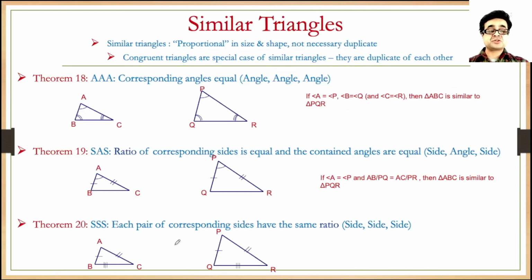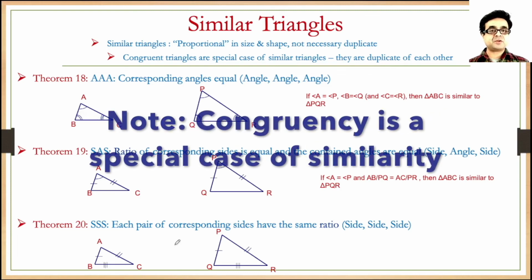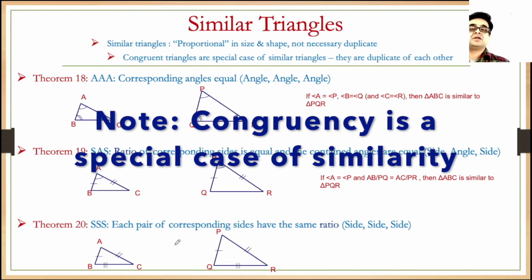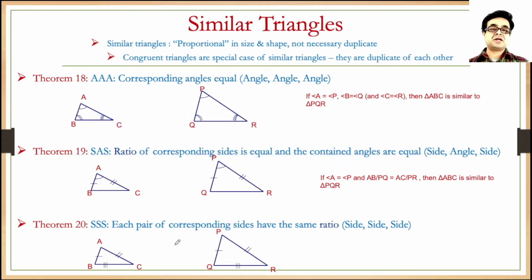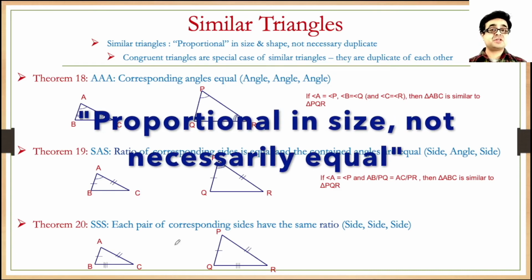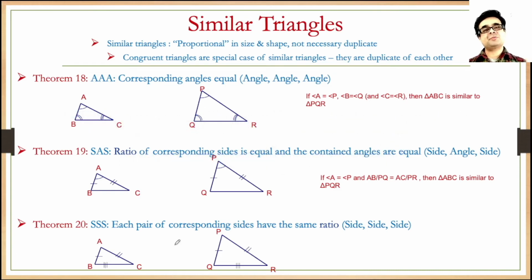Next is, of course, similar triangles. They are proportional in size, so they're not necessarily duplicate of each other, which means the congruency conditions may not apply, but similarity conditions may apply, right? And just like congruency conditions, there are similarity conditions, and some of the similarity conditions are the same as congruency conditions, but instead of equality, we talk about ratios. Congruent triangles are a very special case of similar triangles where the ratios are actually equal to 1. So in short, similar triangles look alike. They are proportional in size and shape. So they have similar shapes, but the sizes may or may not be equal.